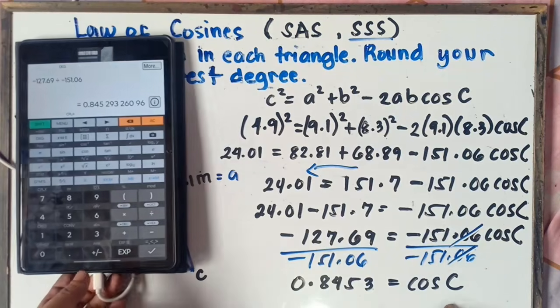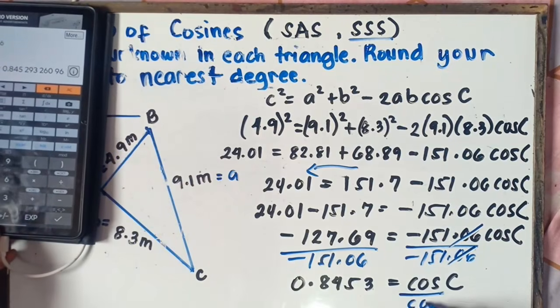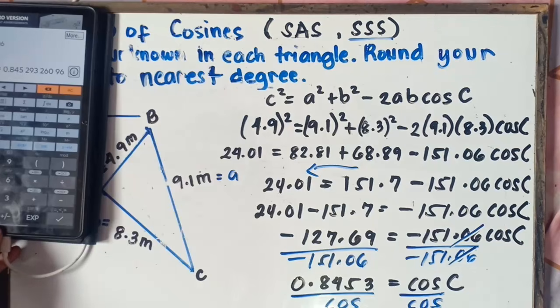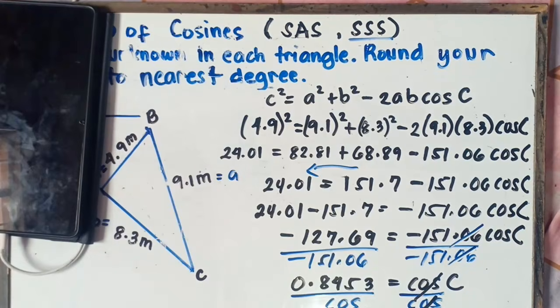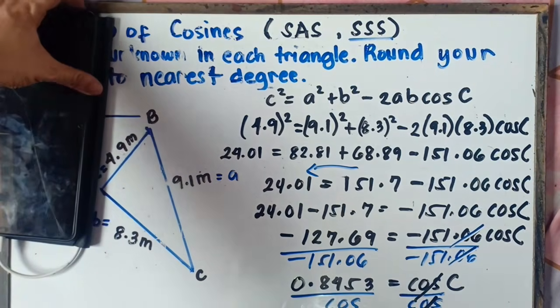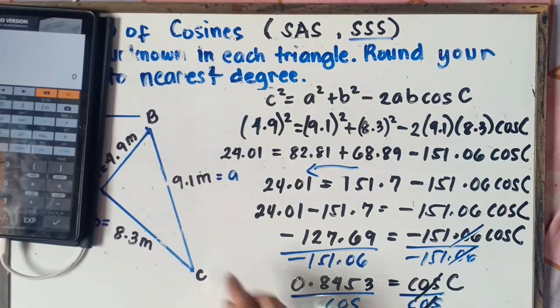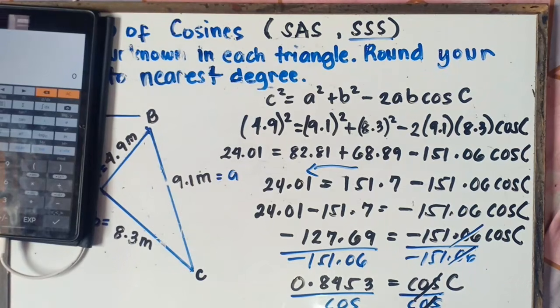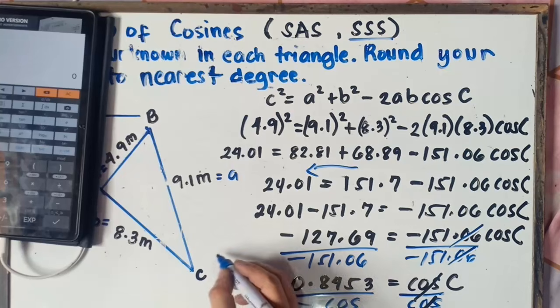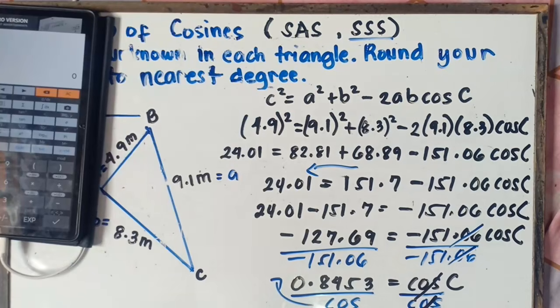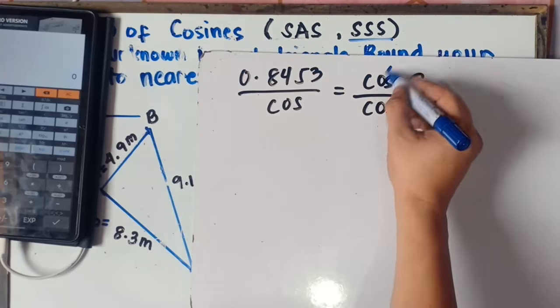And then to get the value of angle C, simply divide both sides by cosine, cancel this out. Alright, and then C, we don't have enough space, class. So C is equal to, so put this cosine on the top, and that would be inverse cosine. Let me just write it here. We divide both sides by cosine, cancel that out.